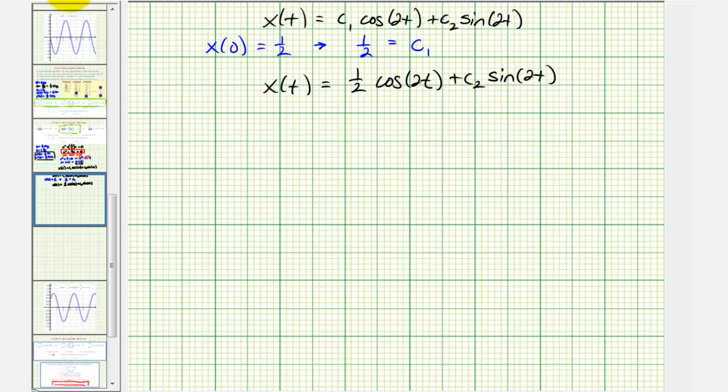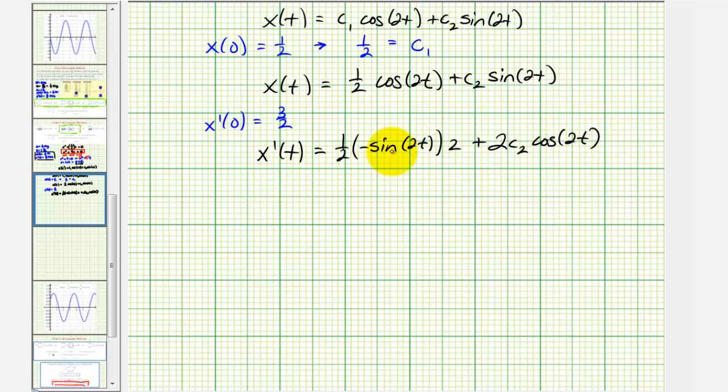And we also know that x prime of 0 is equal to 3/2, which means we'll now have to find the first derivative. So x prime of t would be equal to, here we'd have 1/2 times the derivative of cosine 2t, which would be 1/2 times negative sine 2t times 2, plus the derivative of the second term, which would be c sub 2 times cosine 2t times 2, or 2 c sub 2 cosine 2t.